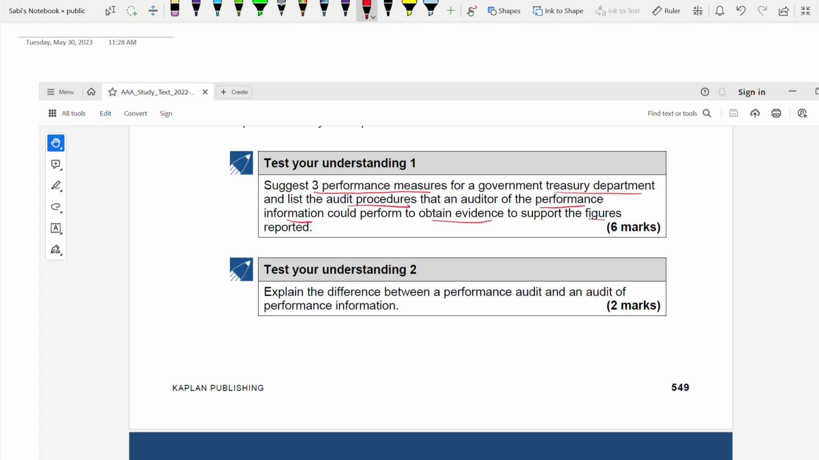Second is explain the difference between performance audit and audit of performance information. They are two separate things. Performance audit and audit of performance information are not the same thing.